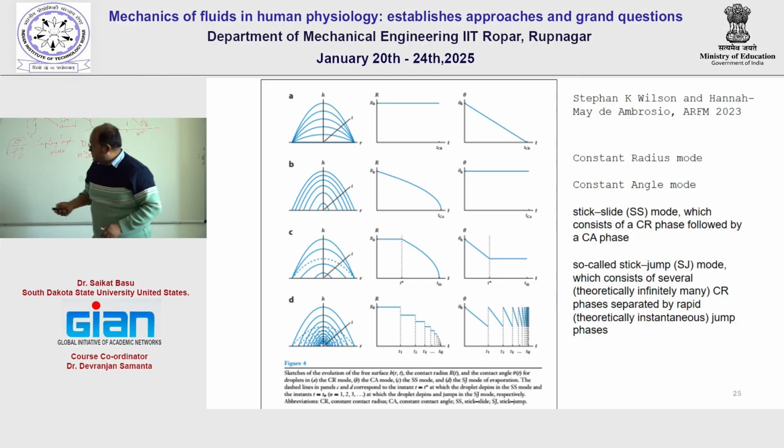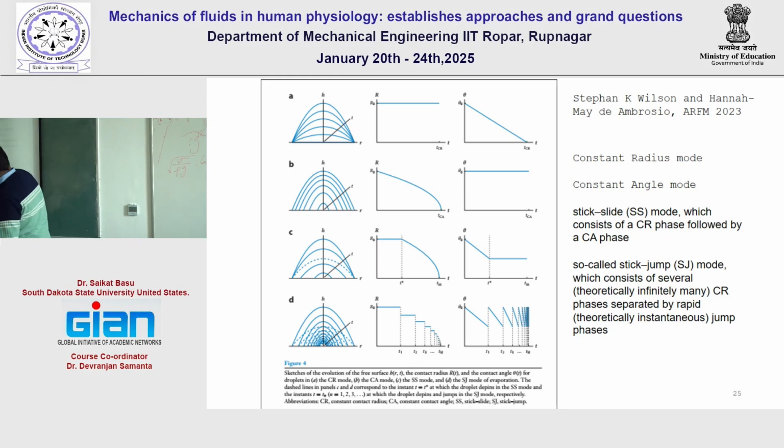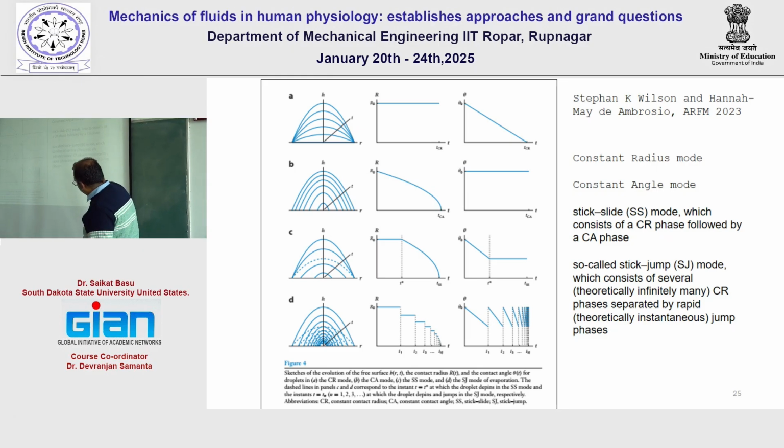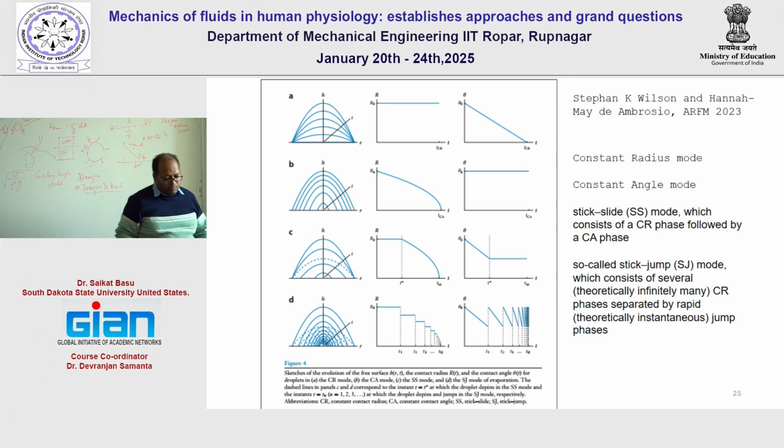The third one is called the hybrid, which can be a mixture of two cases, called the stick-slide mode. There is a constant radius mode you can see, and then the radius is falling. Correspondingly, in the constant radius part the contact angle is increasing, and in the second part the contact angle is constant. So these are the typical modes which we normally encounter in evaporation.